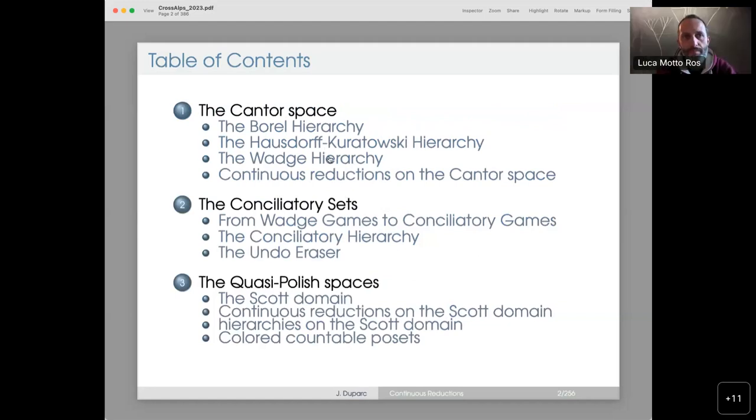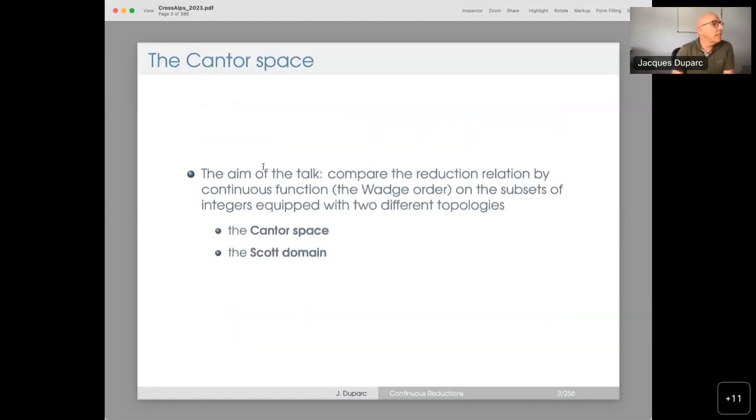So this is the table of contents, but this is the aim of the talk. You'll see the table of contents many times. The aim of the talk is to compare the reduction by continuous function, known as the Wadge order, on the subsets of integers equipped with two different topologies. On one side, the well-known Cantor space, and on the other side, the Scott domain.